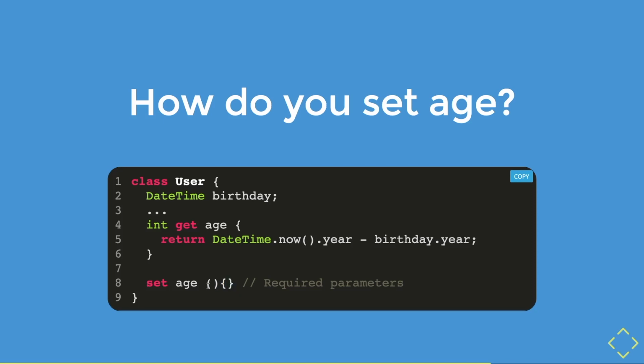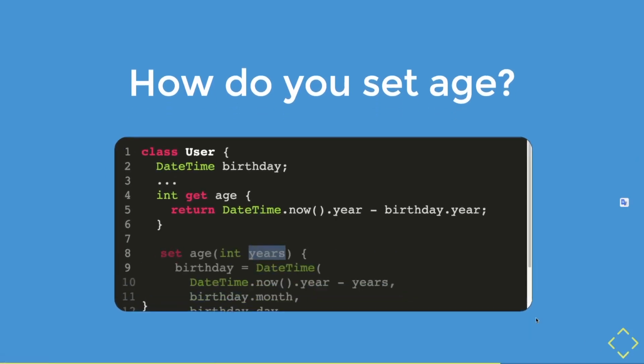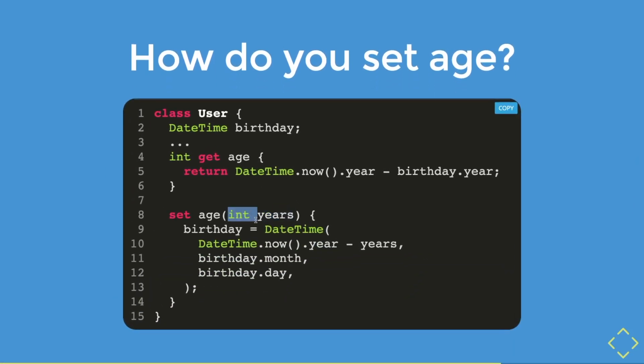In other words, you will have the parentheses or brackets and the curly brackets. As you can see here, there is a warning message that says you need to have parameters. With that in mind, the answer is, first of all, we need to add in the parameters, which is a type integer with a variable years.